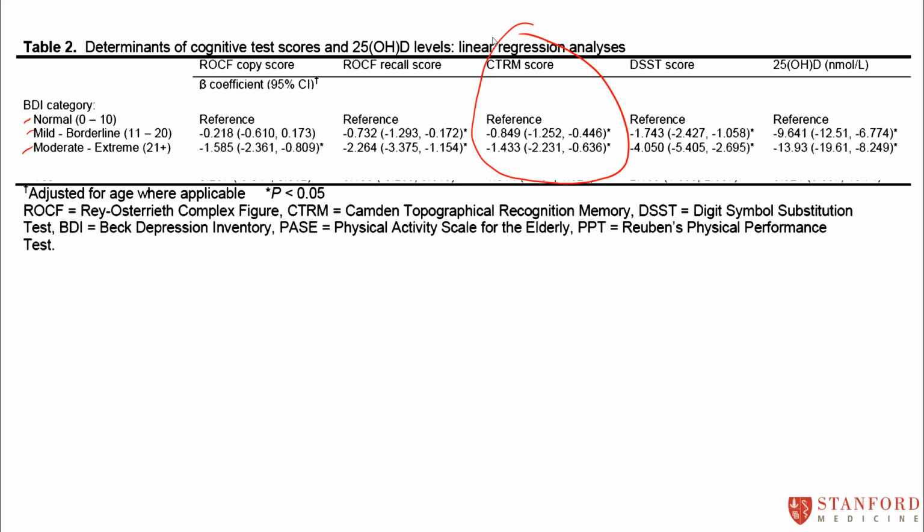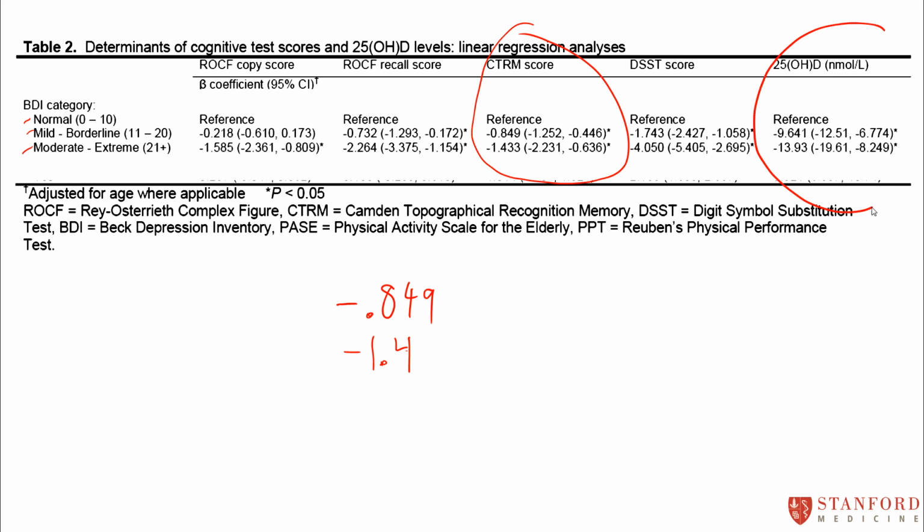So the way that you would interpret these coefficients, everything is compared to the reference group. The reference group is the normal. Then we see that if you have mild to borderline depression compared with having no depression, with being normal, you go down in your CTRM score by 0.849, and that is statistically significant. If you're in the moderate to extreme, the higher depression group, you go down on average by 1.4 points compared with if you're normal. And that also is statistically significant.